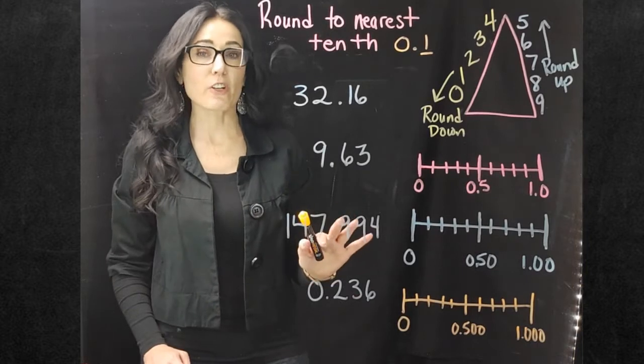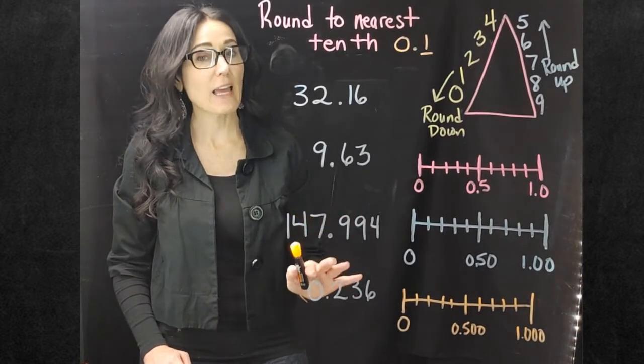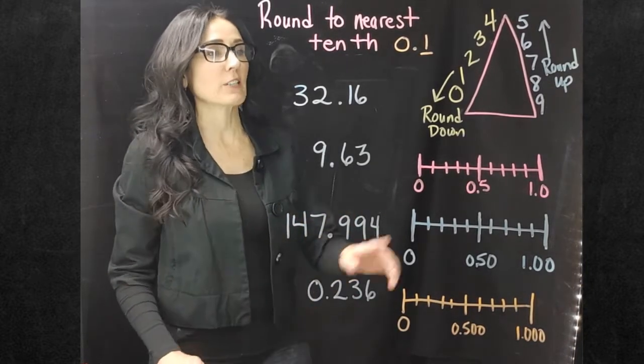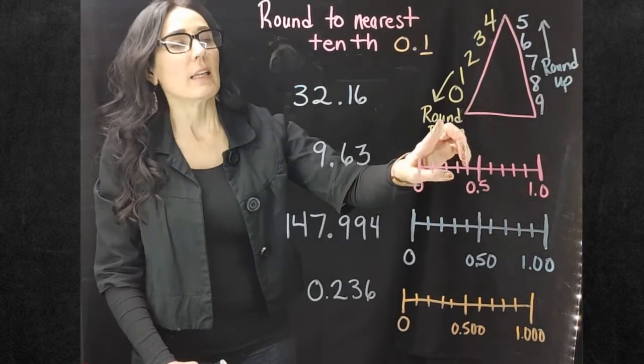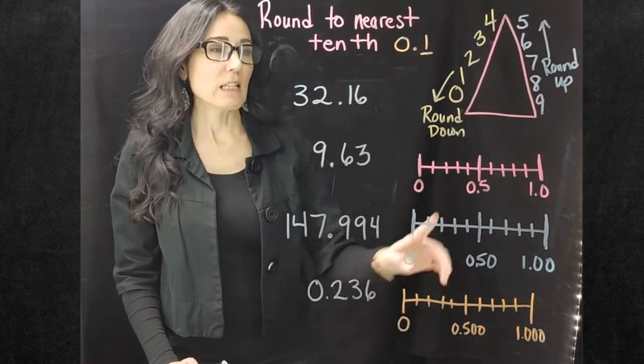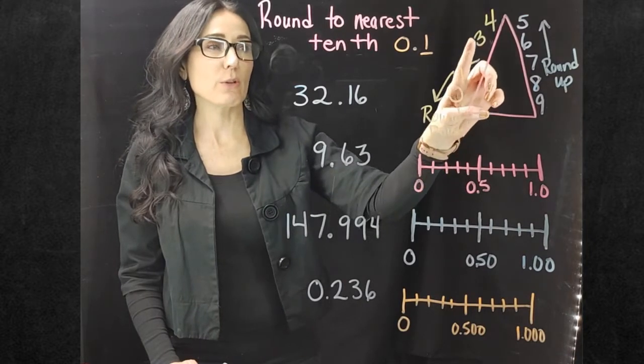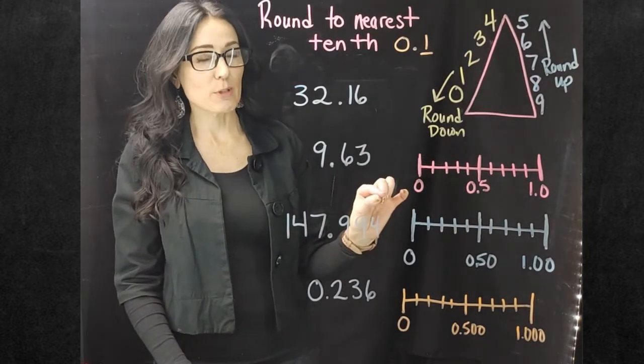All right, so in this video, we are going to be rounding numbers to the nearest tenth. A couple things to remember is we are going to use our mountain here, that you'll notice that we round down anytime you have a number 0, 1, 2, 3, or 4 next to the number you're rounding.